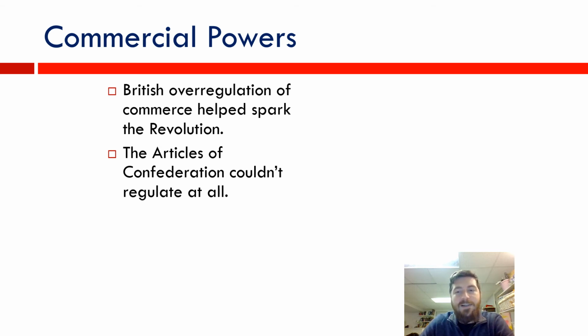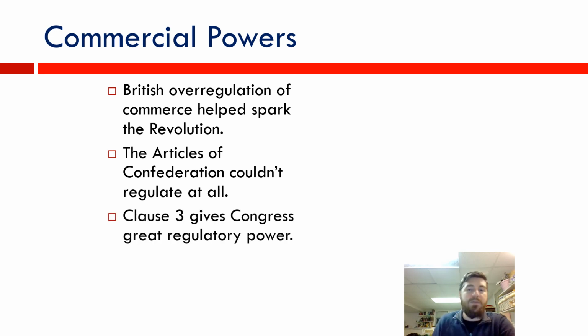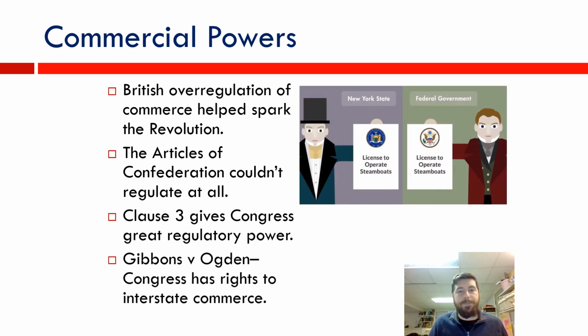Maybe today you could definitely make the argument that there are too many rules for businesses. Over-regulation is definitely a problem, but under-regulation definitely is a problem as well. So we go from England, way too much regulation, to America under the Articles of Confederation, no regulation at all. We have to find a happy medium. Clause 3 gives Congress regulatory power over interstate and foreign commerce. It says the power to regulate commerce with foreign nations and among the several states and the Indian tribes.